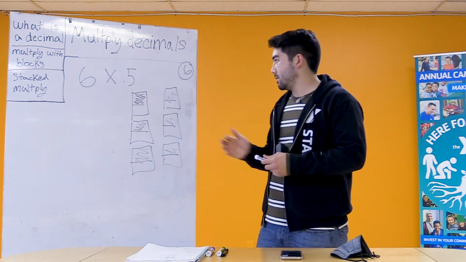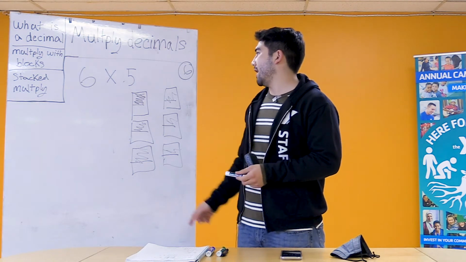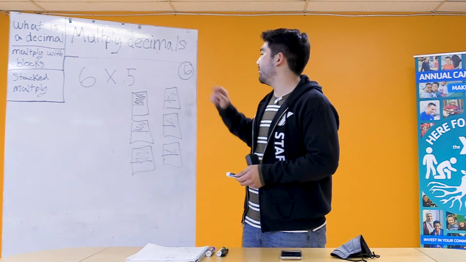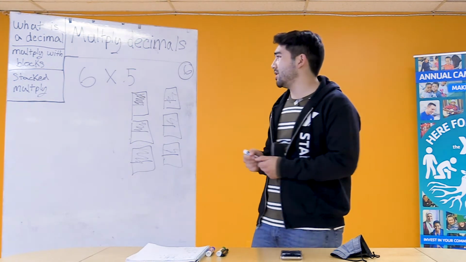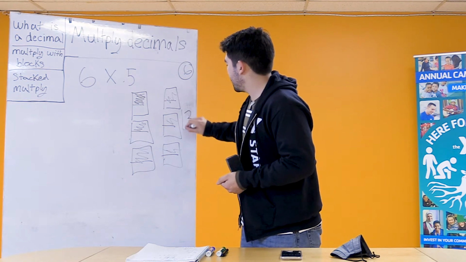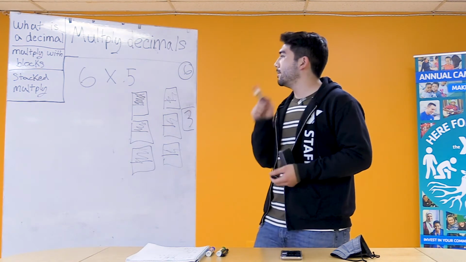So what we have now is 6 groups of 0.5. So 0.5, 0.5, 0.5, 0.5, 0.5, 0.5. If we add it all up, it's actually going to equal 3. So this right here is going to equal 3.